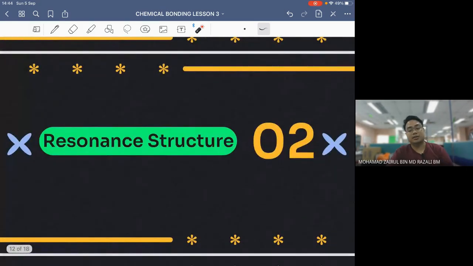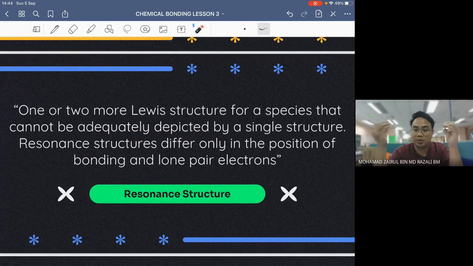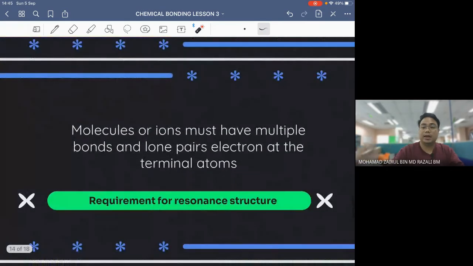Okay, so now you already learned about the exception to the octet rule. Dan kita pergi resonance structure. Resonance structure ini is basically, if you have a compound, the compound tu dia ada more than one Lewis structure. They are capable to explain the actual structure of the molecule. So maknanya resonance structure ini adalah two or more Lewis structures for a species that cannot be adequately depicted by a single structure. So for example, kalau kita tengok NO3 minus.